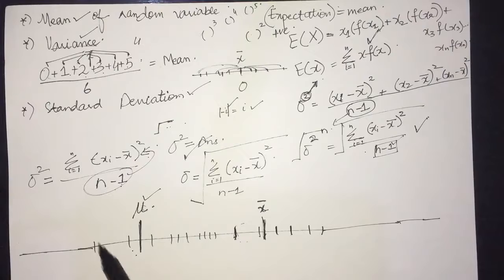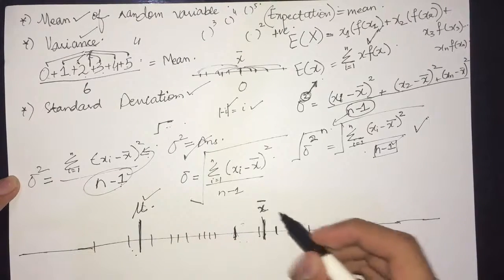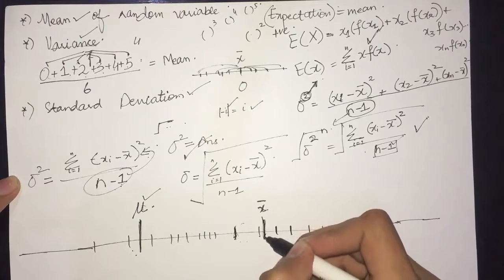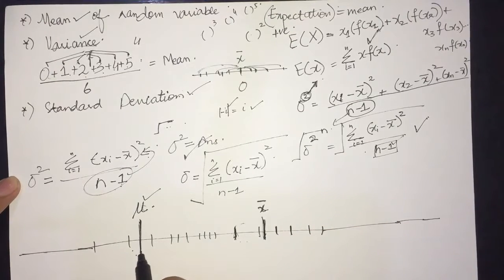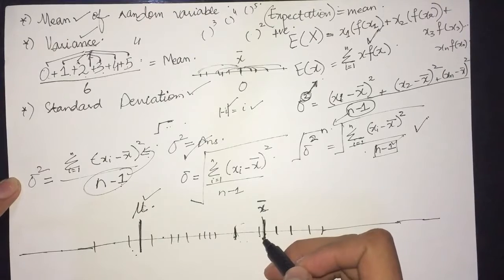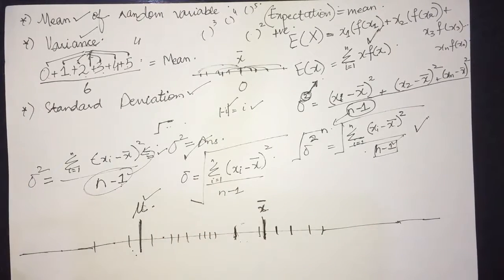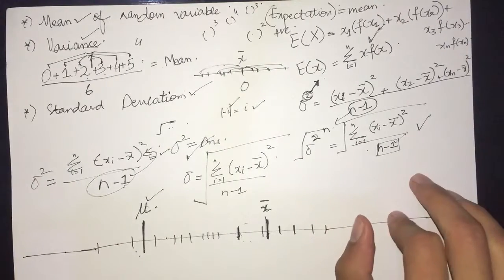So in order to get a slightly larger number, because there is a lot of chance that the population mean is not in the same position as the sample mean. The population mean can be right here, here, we don't know. That is why we divide by n minus 1, in order to get a larger number. And that was the reason why we use n minus 1.